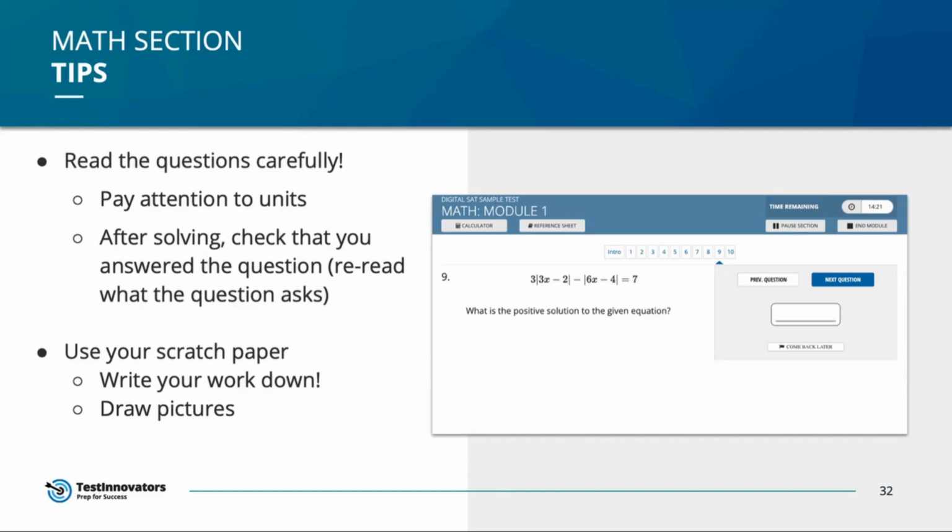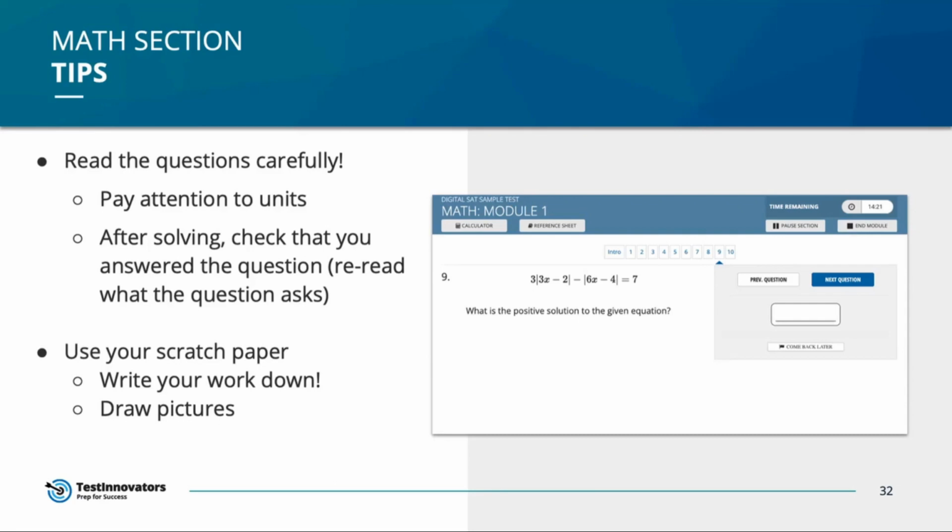It can be really helpful to pay attention to units where applicable, because that can sometimes be a clue to solving the problem. That's a general tip that works well, not just on the SAT, but for math and things like chemistry and physics tests generally. Always pay attention to the units. And then after solving, you want to check that you actually answered the question. So reread the question, make sure that you've actually answered what this question is asking you to do. So just double check yourself there.